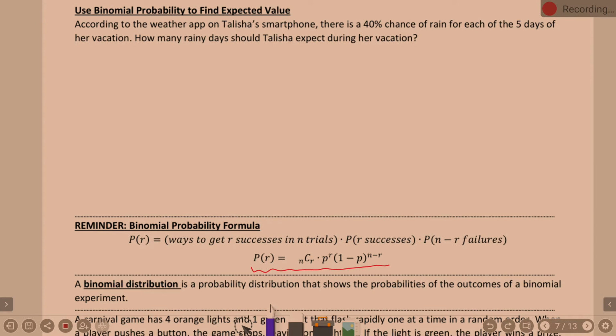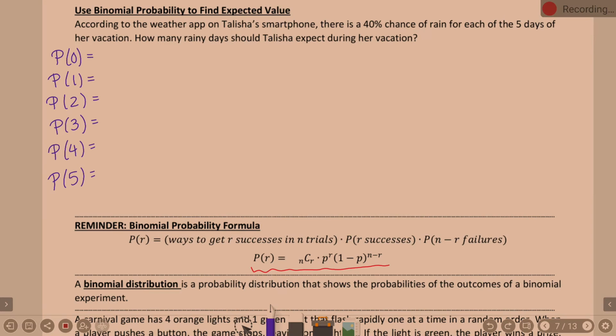So in order to find the expected value here, we have to find the probability at each day that it's going to rain. So at 0, if it rains no days, 1 day, 2 days, 3 days, 4 days, 5 days, and then we're multiplying those. I left a lot of workspace here for a reason, because we're using that formula. We need to find the probability of rain 0 days, 1 day, 2 days, 3 days, 4 days, and 5 days before we can even begin to find our expected value.